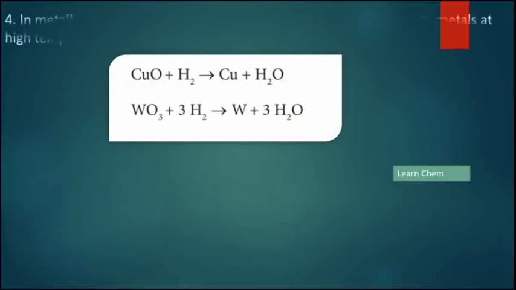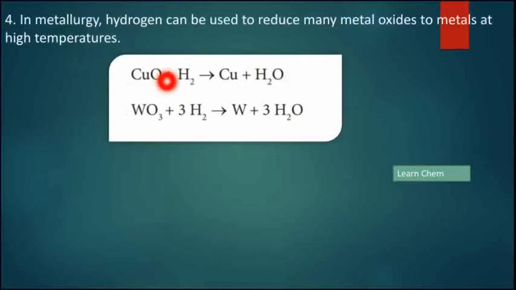Next, it can reduce metal oxides into metal. So this nature is used in metallurgy to extract metal from the metal oxides. Here CuO becomes copper, Cu, like WO3 can become tungsten, W.